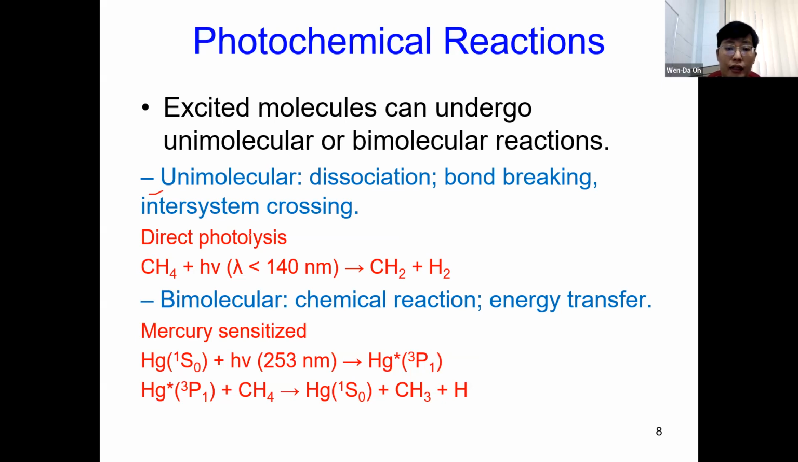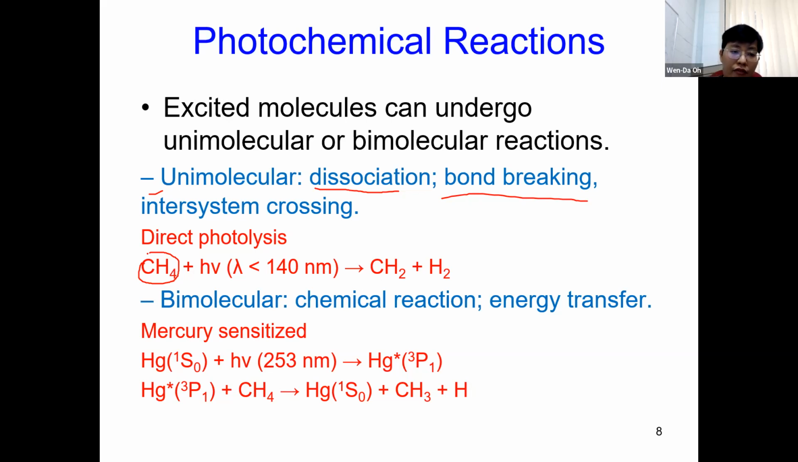it is split. It can be dissociation. It can be bond breaking. It can be inter-system crossing. An example would be methane. This methane is a very common environmental chemical. This methane gas can be produced by bacteria under anaerobic conditions, in lakes, in rivers, in any places where you have a lack of oxygen.